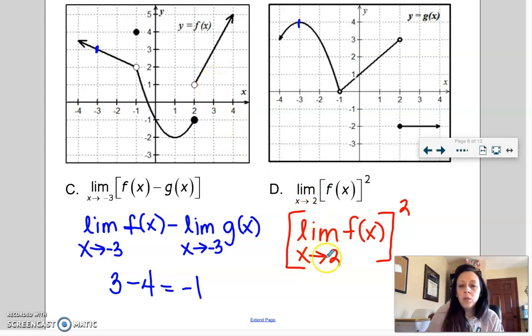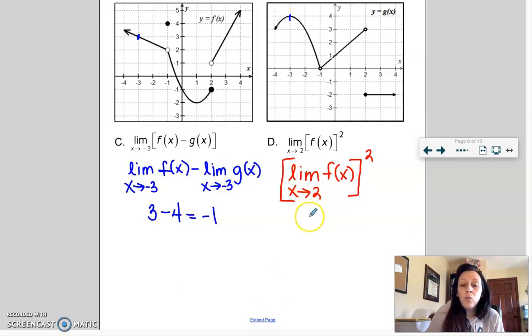What are we approaching when we're approaching 2? Notice there's no plus or minus, so it just means from both directions. When you come from the left side, you approach -1. But when you come from the right side, you approach 1. Since these points do not match up, the limit does not exist. Okay? In order to take a limit from both directions, they have to meet at the same point in order to have a limit. So this is one that we get D and E.